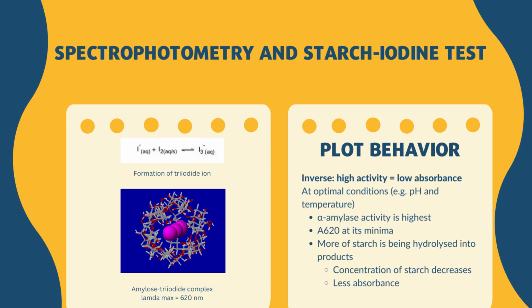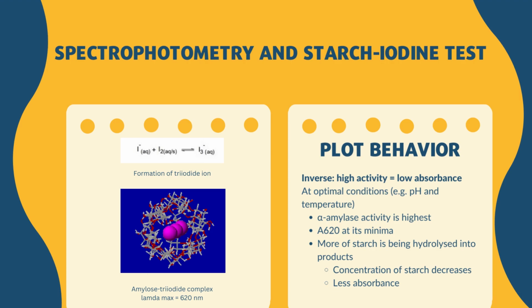The different stages of hydrolysis of starch by salivary amylase are indicated by different colors. For the iodine-amylose complex, the blue-black color has a maximum absorbance of 620 nanometers. Spectrophotometry can therefore be used for analyzing samples tested with the iodine reagent to determine starch or glucose or maltose concentration for the purpose of monitoring salivary amylase activity.